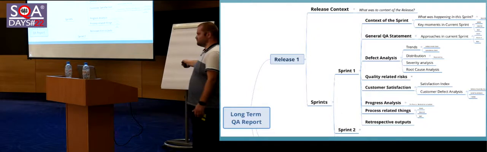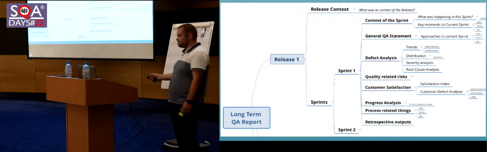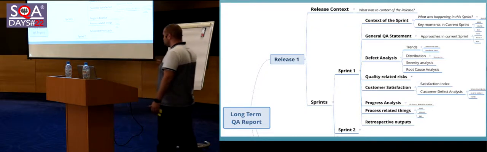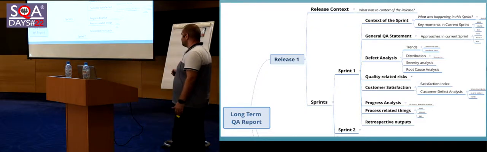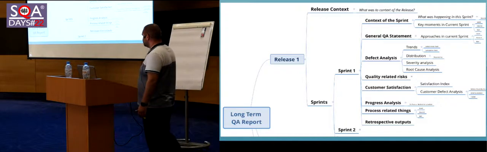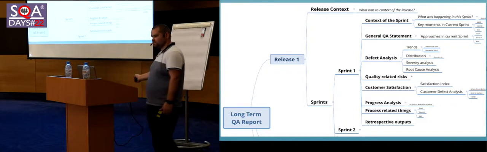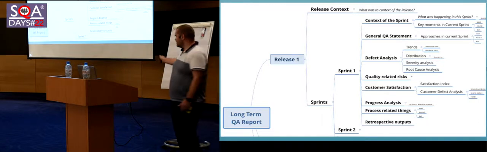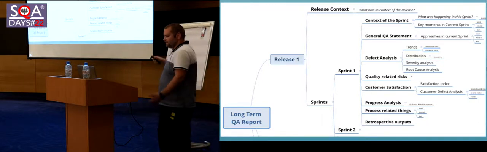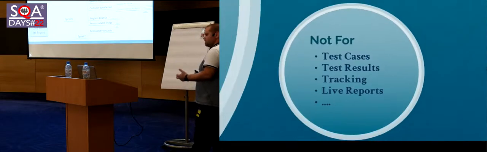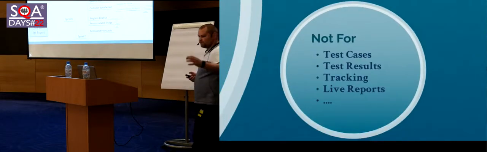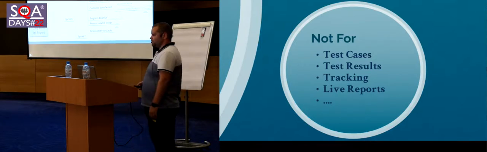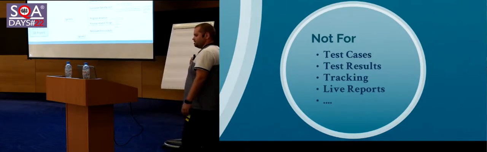Then we put there some general QA statement. All our defect analysis, especially trends, root cause analysis. Then some risks. The most important thing, customer satisfaction. How was the customer satisfied after that sprint? And so on and so on. And then I have a report where I can go back 1 sprint, 2 sprints, 3 releases, and I can understand what was happening. No chance to remember that.